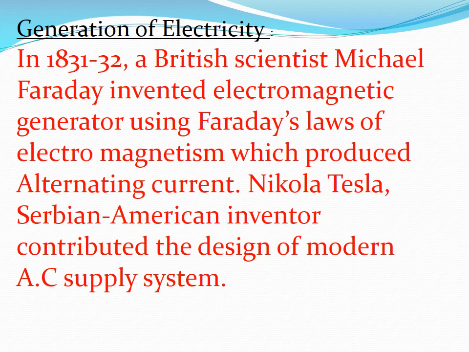Generation of electricity. In 1831 to 32, a British scientist Michael Faraday invented electromagnetic generation using Faraday's law of electromagnetism, which produces alternating current. Nikola Tesla, Serbian American inventor, contributed the design of the modern AC supply system. Have you written, all of you? Okay, write fast, write neatly.